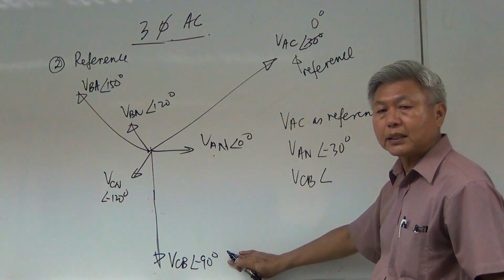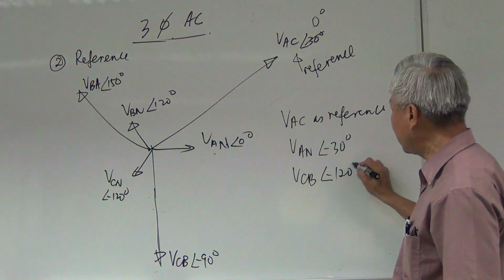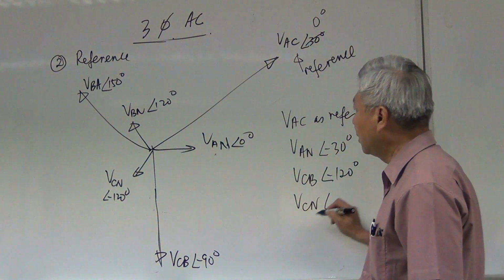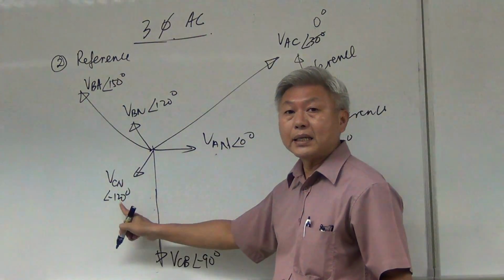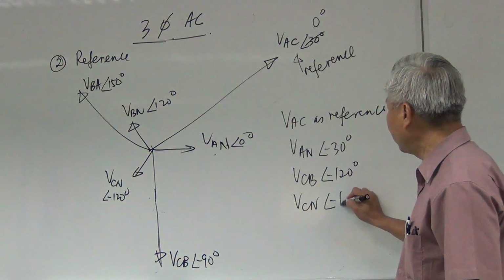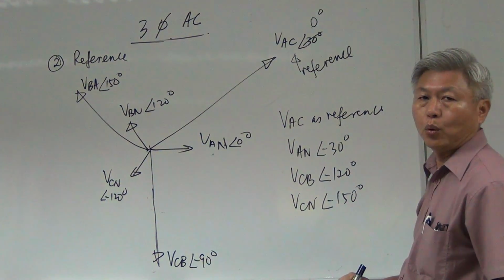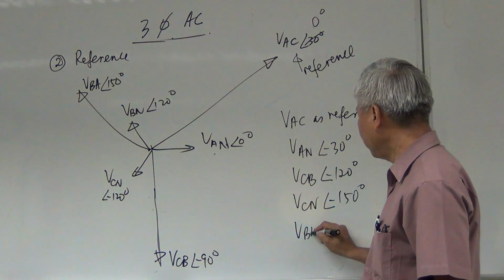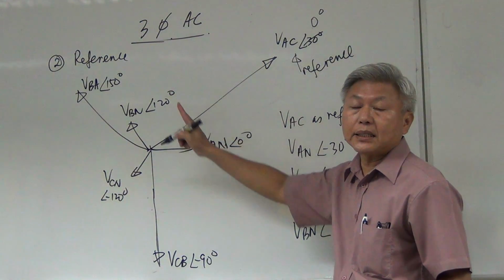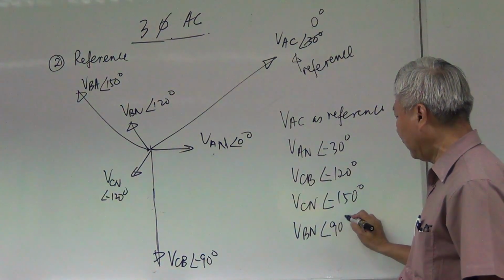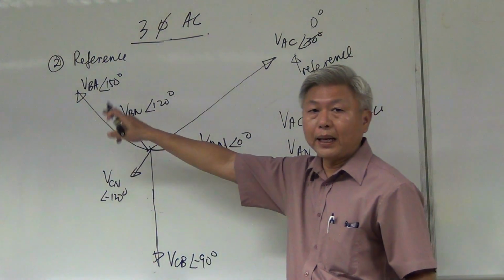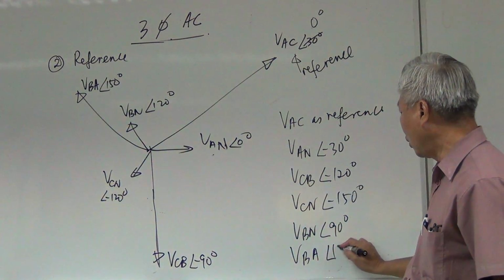Minus 90 minus 30 become minus 120. How about VCN? Minus 120 minus 30 become minus 150. Okay. How about VBN? 120 minus 30 become 90. How about VBA? 150 minus 30 become 120.